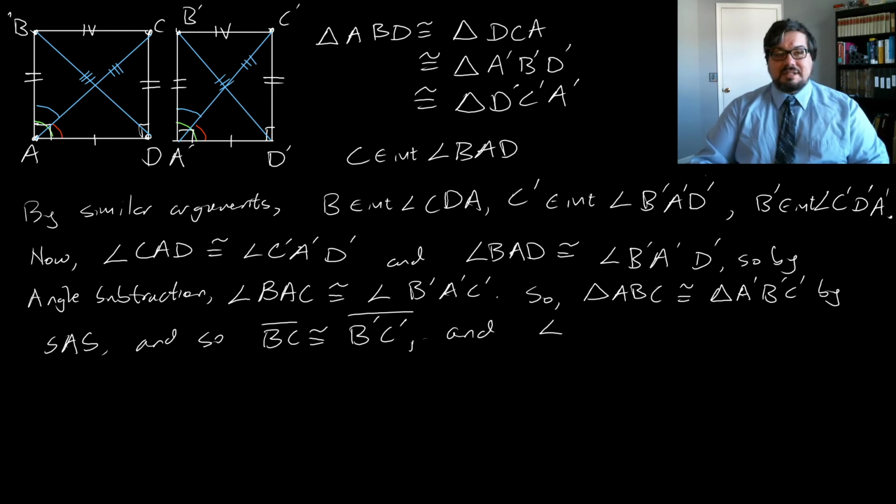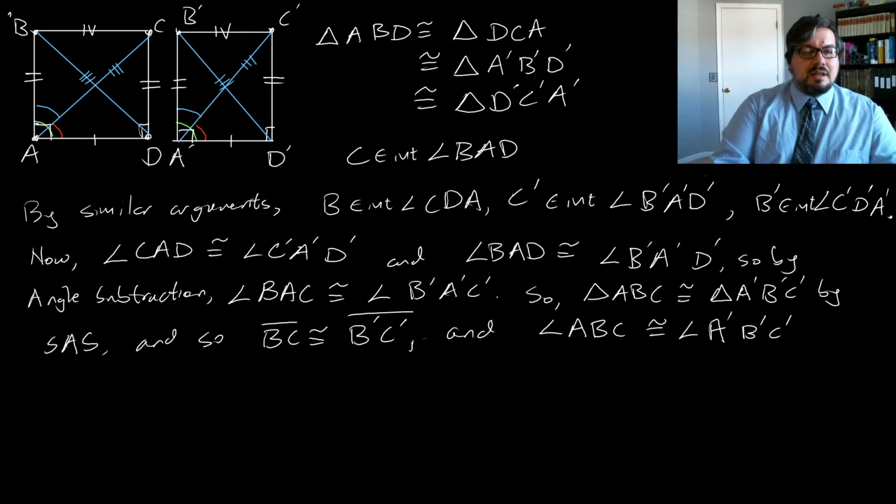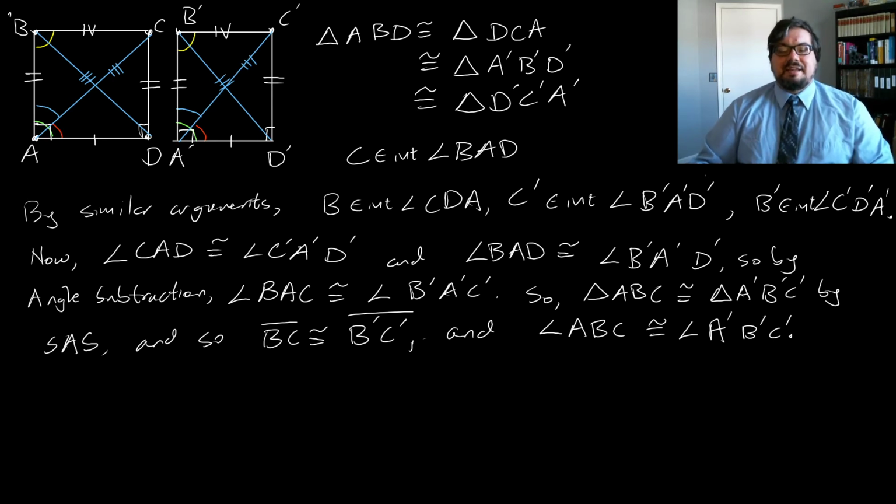But it's also going to give us another part of what we were looking for, because that tells us that the angle ABC is congruent to the angle A prime B prime C prime. So we were trying to get that the upper base angles of the two Saccheri quadrilaterals were congruent. So the last thing we need to do is to get the upper base angles at C and C prime to be congruent to one another.